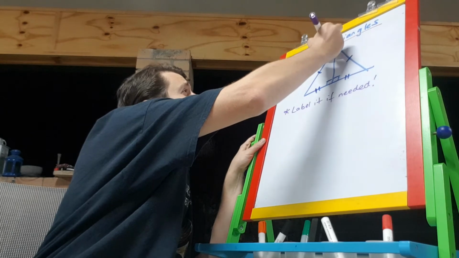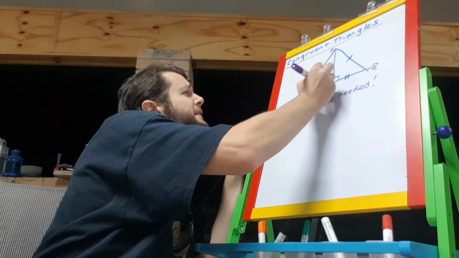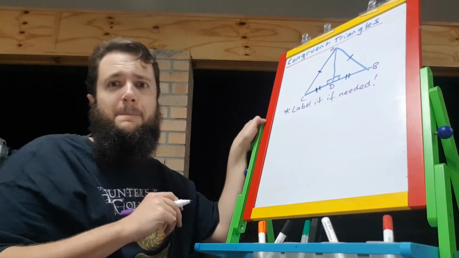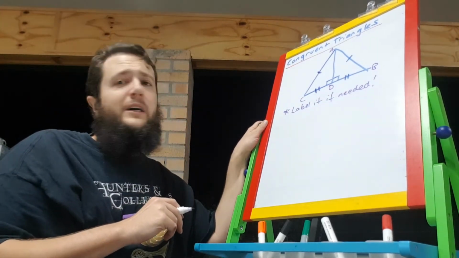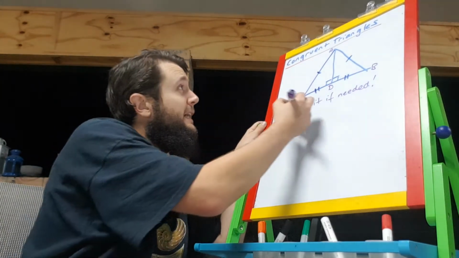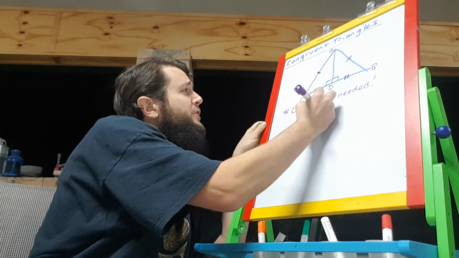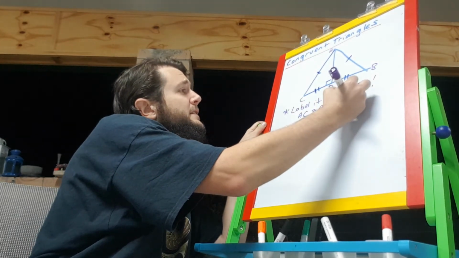So, what do you call it? A, B, C, and D. Okay, straight away from the markings here, what does that marking mean? It means those sides are the same. So AC is equal to AB. That's a side in common.